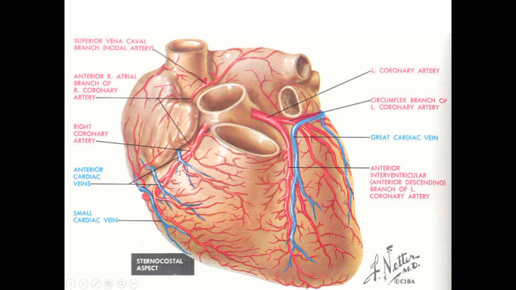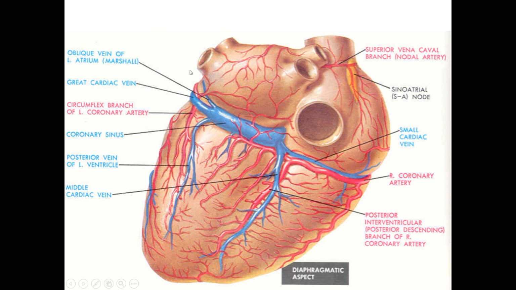As far as venous, on your right side you have your small cardiac vein. So if you can remember that one, don't worry about these. Small cardiac vein with your right coronary artery. Great cardiac vein with your LAD.